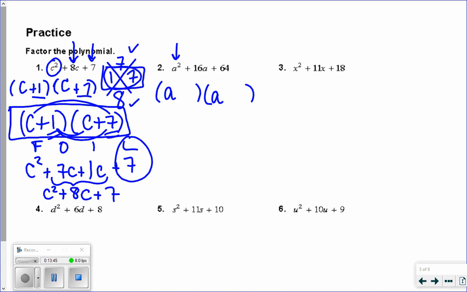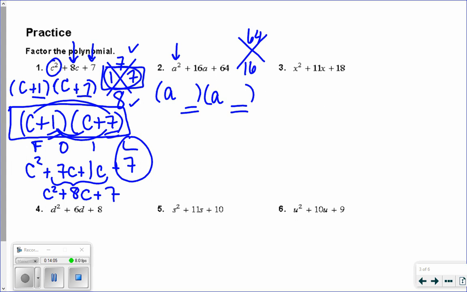So I already kind of know half of the work. And so what we're really trying to discover is what the rest of those two binomials were. What were the constants or the numbers right after it? And we'll use this little magic number trick. So we're looking for two factors of 64 that combine to 16.